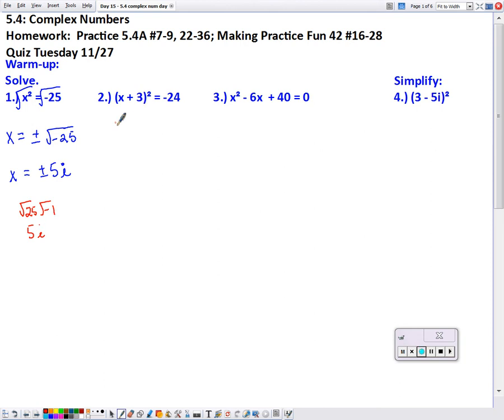Number 2, we're going to solve it the same way. We're going to take the square root of both sides, and that's going to give us x plus 3 equals plus or minus the square root of negative 24. Before I subtract the 3, I'm going to reduce the root 24. First off, there's a perfect square that goes in, which is 4. And that would leave 6. And then there's also a negative 1, because it's negative 24. So we've got x plus 3 equals plus or minus 2i root 6. Then we're going to subtract 3 from both sides, and we've got negative 3 plus or minus 2i root 6.